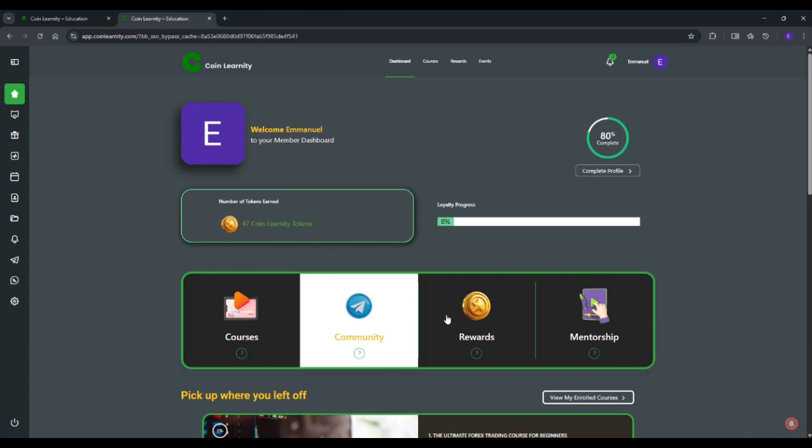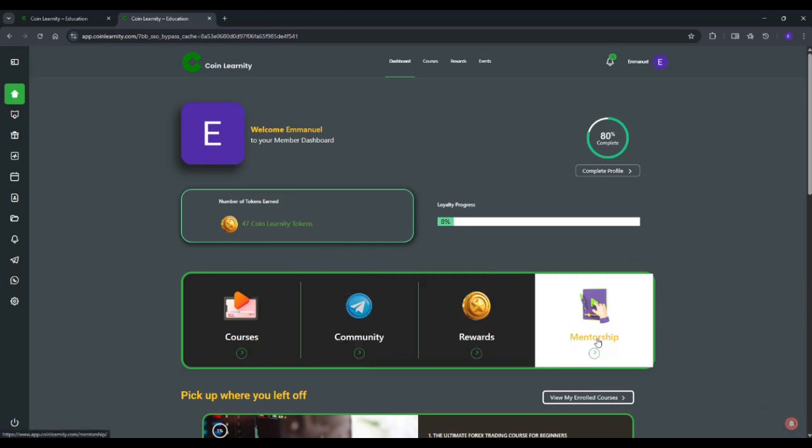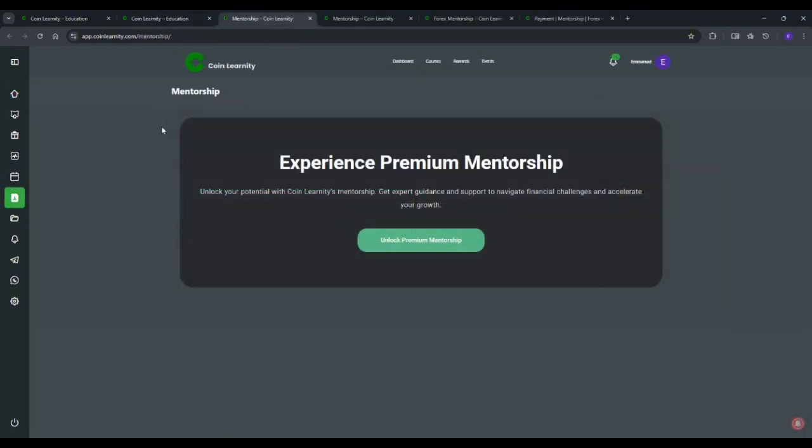So moving on, let's talk about the mentorship section of the personal learning area. What you need to do is to come over here, click on the mentorship icon here, and allow that to load. After clicking on the mentorship icon on the personal learning area, that should bring you to this page here. Now what you need to do on this page is to click on the unlock premium mentorship button.